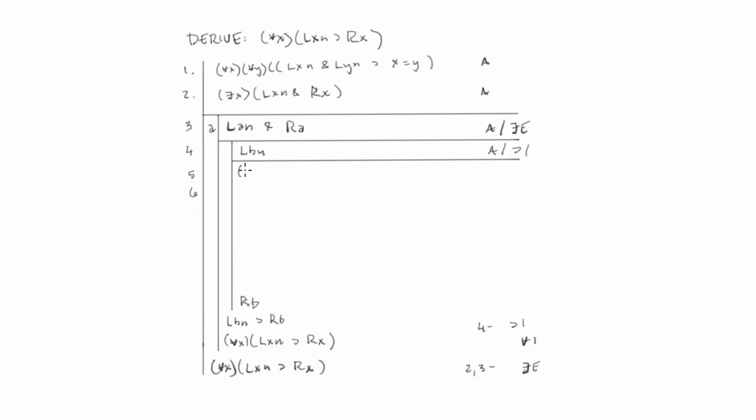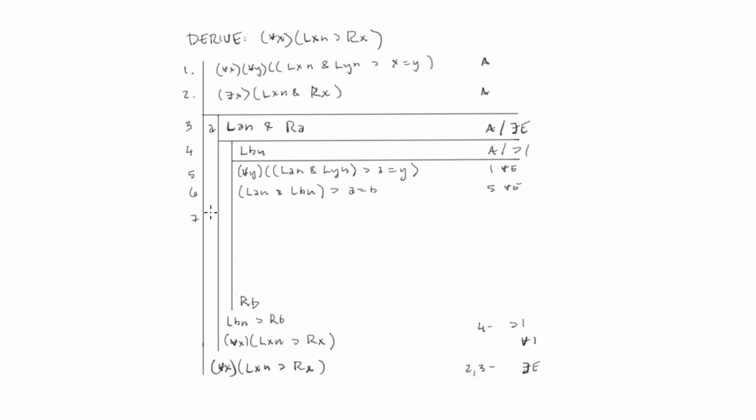So for all y, we can actually replace x with a or b, but we're going to replace it with a. It doesn't really matter. LAN ampersand LYN horseshoe a equals y, line 1 universal elimination. We're going to do universal elimination again right away. And this time we're replacing the y with b, LAN ampersand LBN horseshoe A is B. It's line 5, universal elimination.